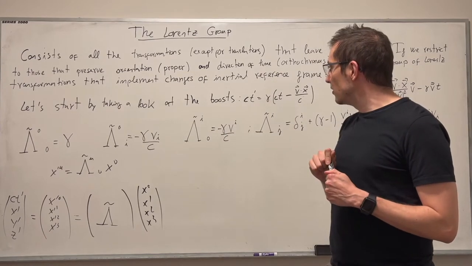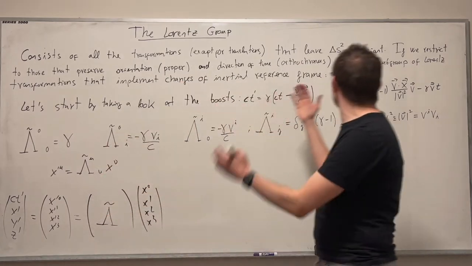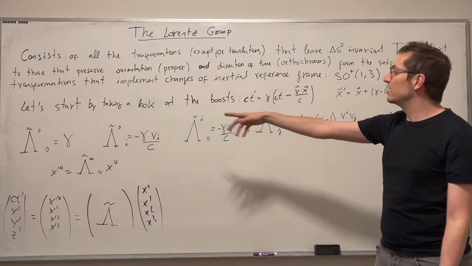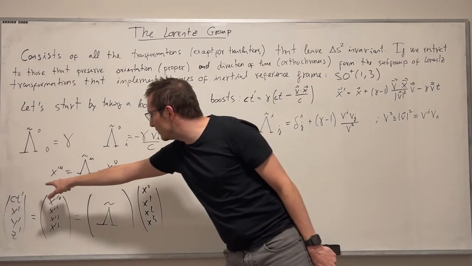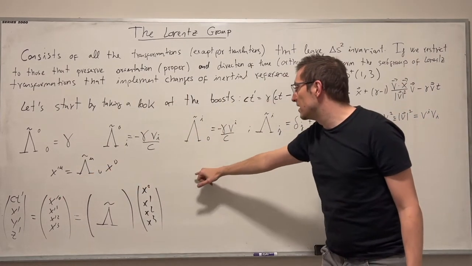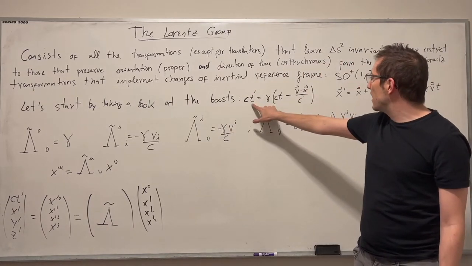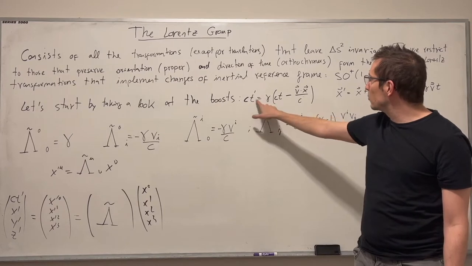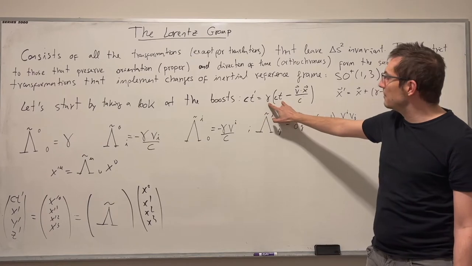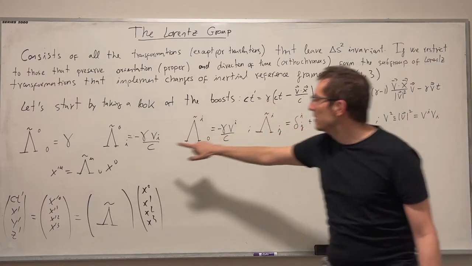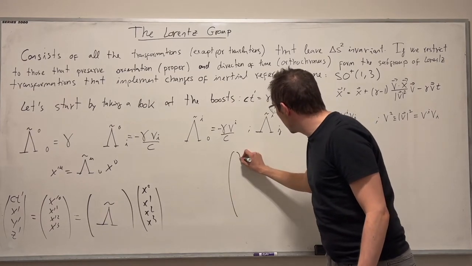All right, so I can ask, what are the components, the entries of this matrix? Well, very easy. Let's check the first two, for example. What is the 0,0 component? The 0,0 will give me ct prime as a function of ct, x, y, and z. So what is the coefficient of ct in the expression for ct prime? It's just gamma. There you go, 0,0 is gamma. This is the first entry of the matrix.